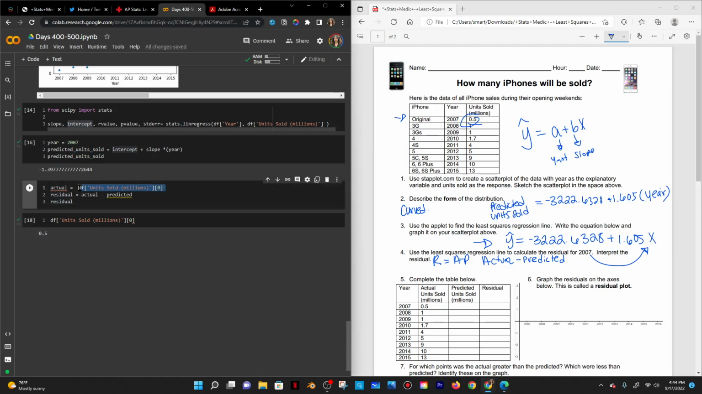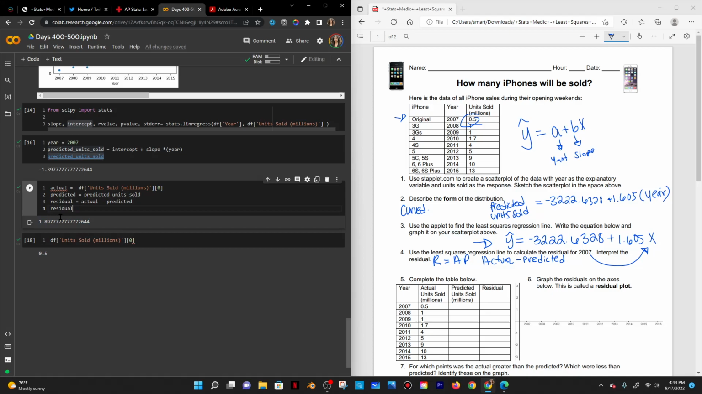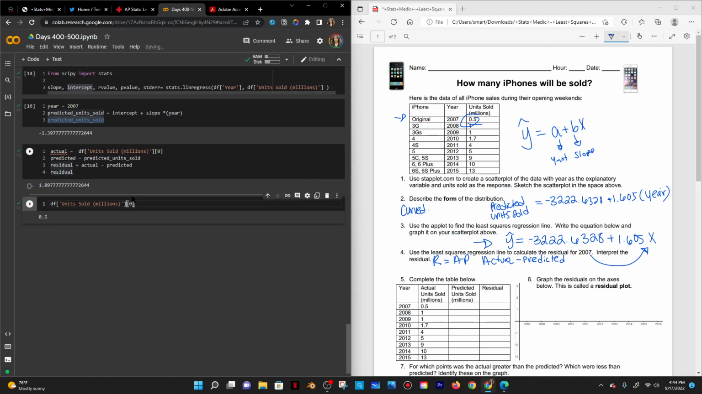We could just literally put 0.5, but I like being punctual just in case data changes. You don't have to manually change it; it just changes for you. And then the predicted is going to be equal to my predicted units sold over here at the top. Now it's going to give me the residual, which is 1.8978 rounded to 4 decimal places. Essentially, that's the residual.